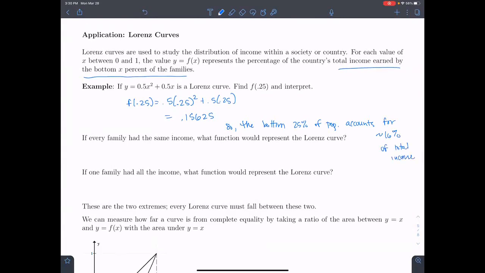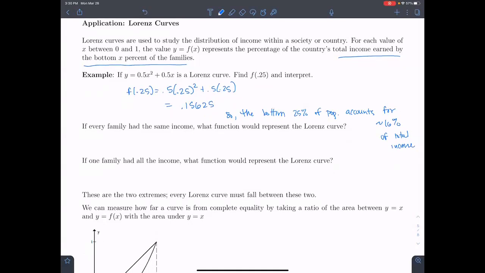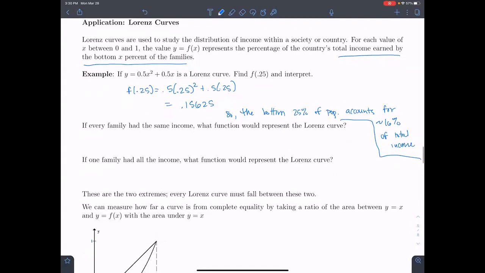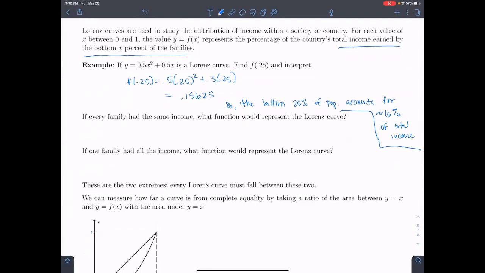If it was perfectly distributed, then 25% of the population would account for 25% of the total income. But this 25% of the population is accounting for only 16%. That's a little bit out of equilibrium, I guess. And we'll talk about that in a minute, how we measure how far out of equilibrium something is. All right, so if every family had the same income, what function would represent the Lorenz curve? That means everything is absolute equality. Everything is distributed perfectly. That would be f of x equals x. This is absolute equality.